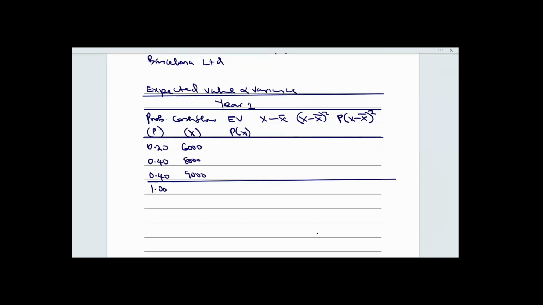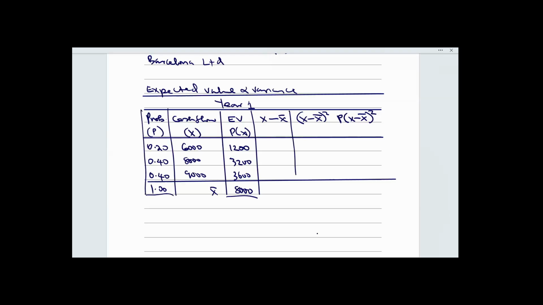So to now get the expected value, 20% of 6,000 will give us 1,200. 40% of 8,000 will give us 3,200. Then 40% of 9,000 will give us 3,600. You add it up. This will give us 8,000 total. This is the expected value.